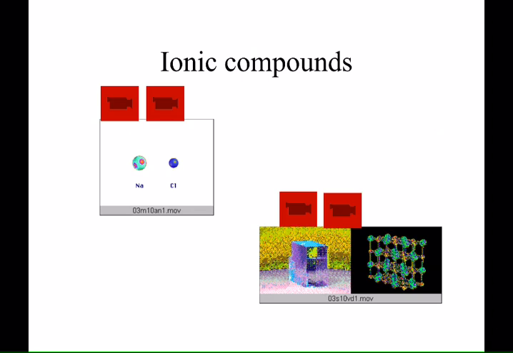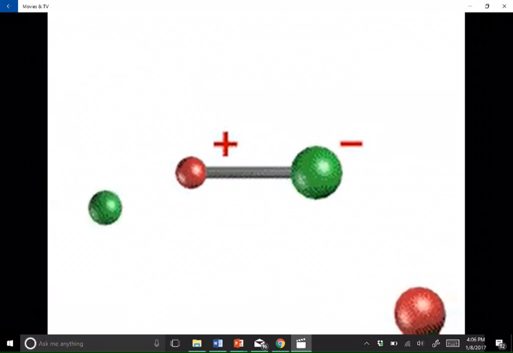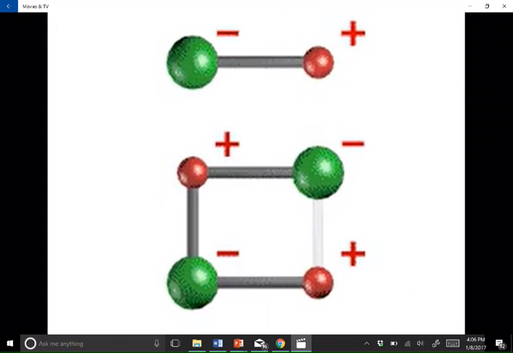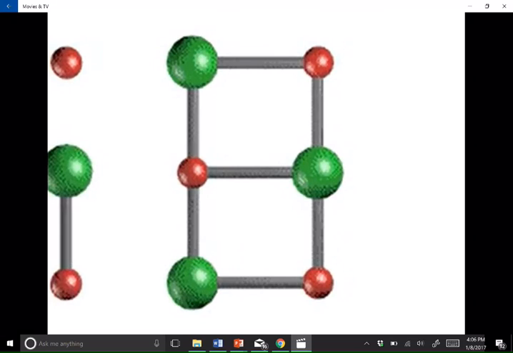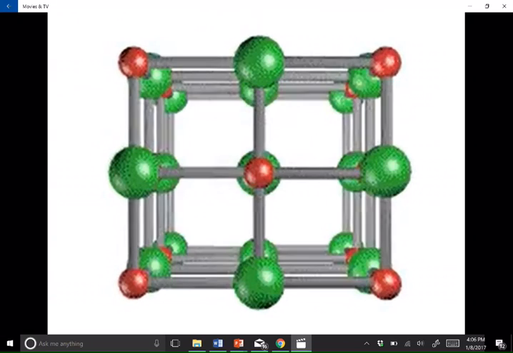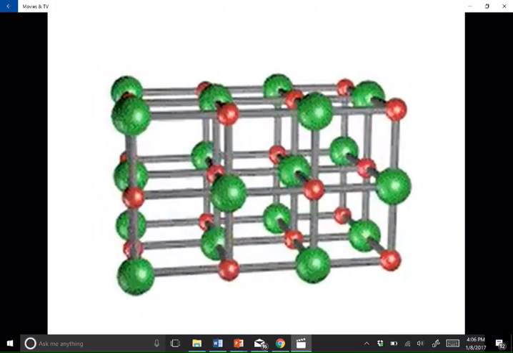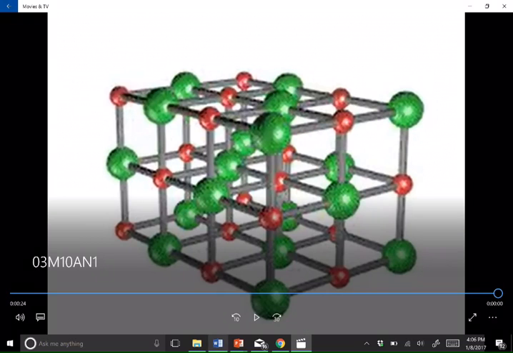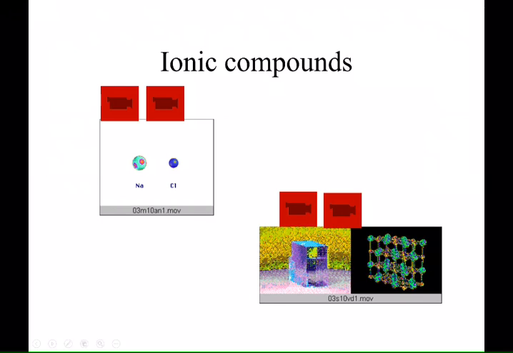I'm going to go ahead and, if this plays, show you when sodium and chlorine react, the sodium transfers an electron to the chlorine, forming oppositely charged ions. Although the compound has no net charge, its component ions of opposite charge attract each other to form ionic bonds. In turn, these ions are attracted to others, and an ionic solid called a crystal lattice is created. Now there was a lot there, and again we're going to come back to this later on in the course. They look more complicated, don't they?